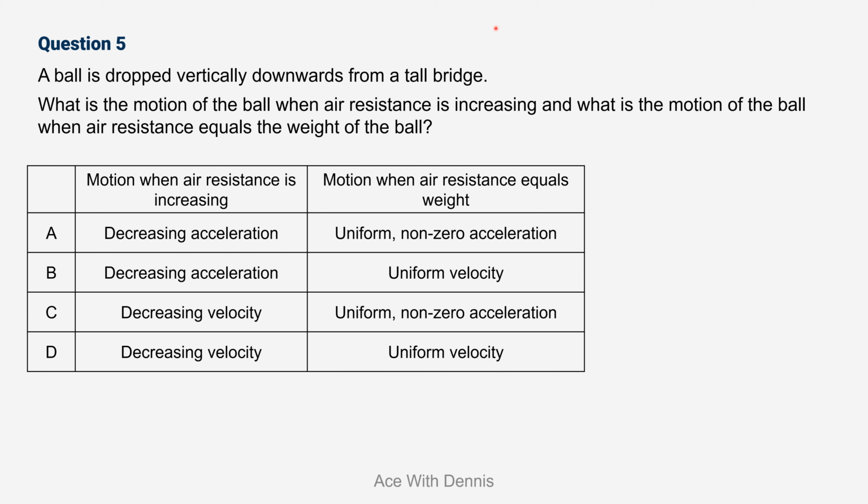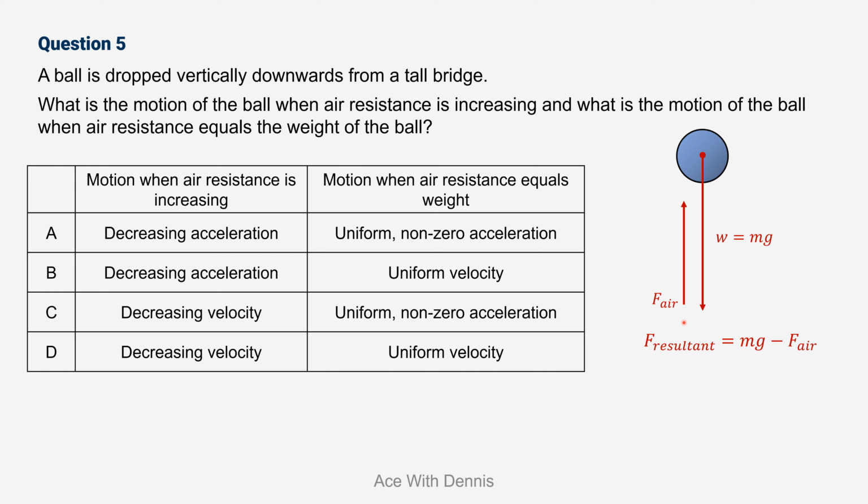To obtain the answer for question 5, first we need to draw the free body diagram for this ball. So this ball is dropped vertically downwards. The force applied here will be the weight of the ball, which equals mg. We have the air resistance pointing upwards while the ball is dropped vertically downwards. Let's label this air resistance as Fa.